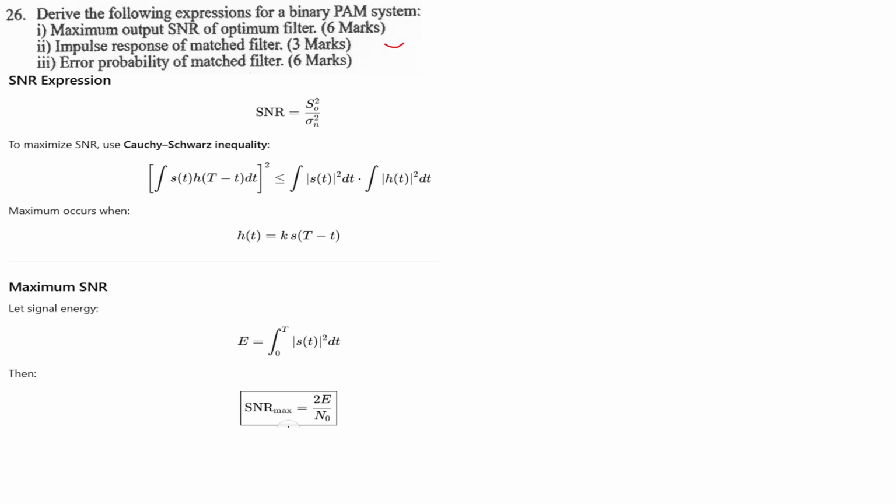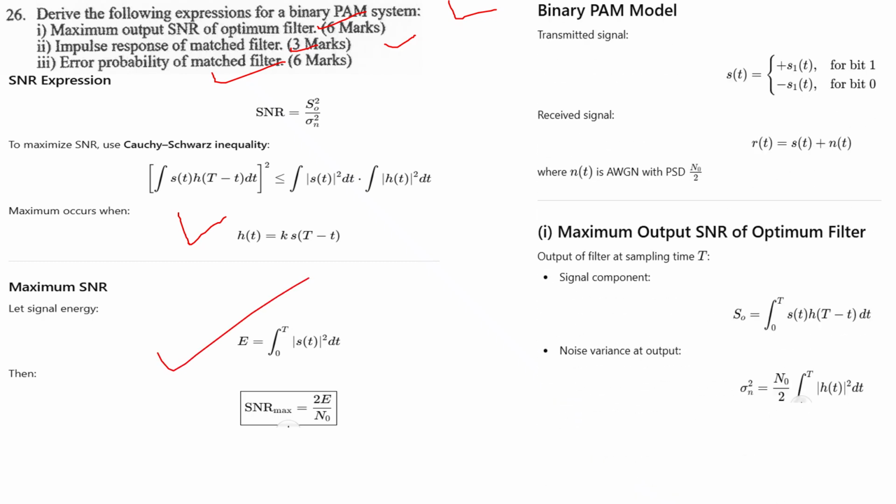Now here we will take the long question. Question 26 is a very long question here. So see the question. Here they are asking for the expression for the binary PAM, the maximum SNR for the optimum filter, and then the corresponding impulse response and the probability of error. So here is the h of t, that is your expression for the PAM signals, and the maximum SNR that you can find. Actually this is your binary PAM signal.